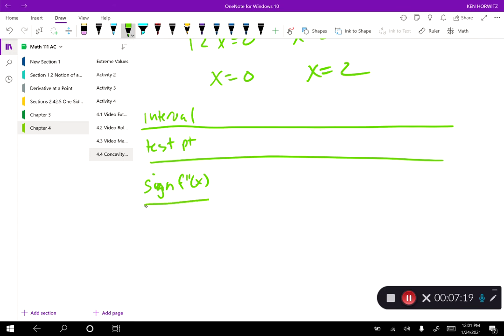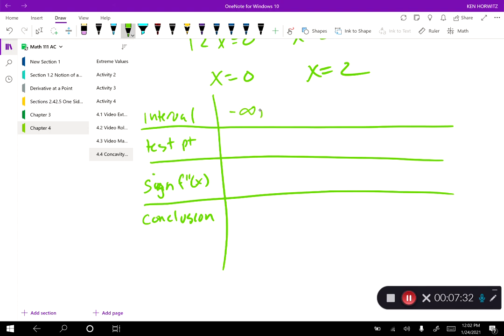All right. So our chart is going to be very similar to what we did before, except we're working with our second derivative. So I've got negative infinity up to 0. And it's the same idea. The only potential places where concavity can change are these two places.